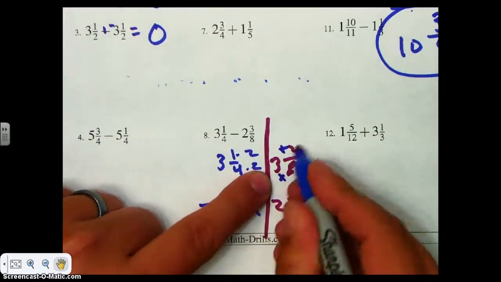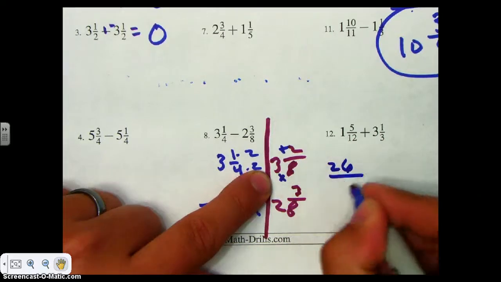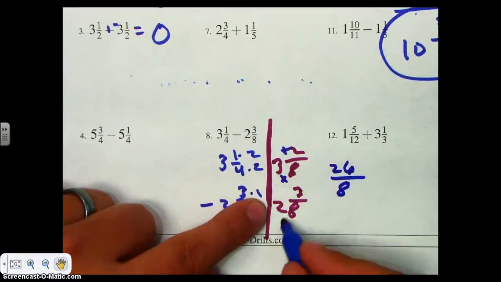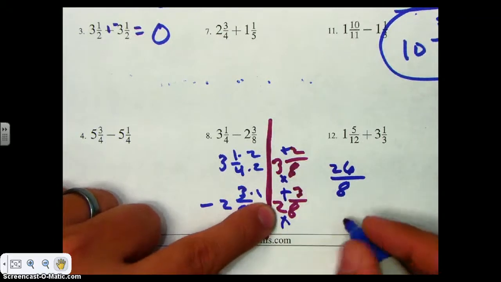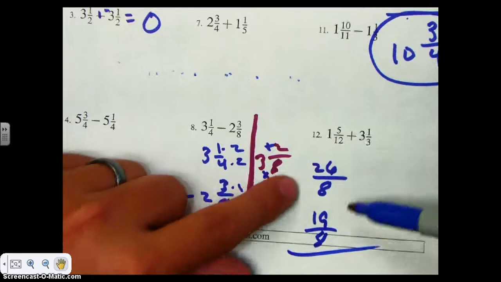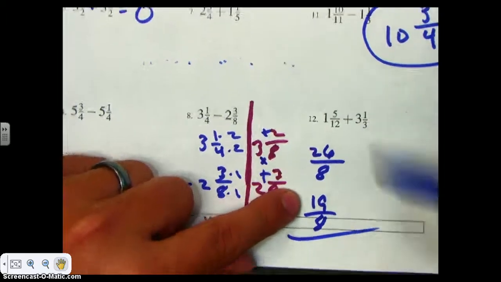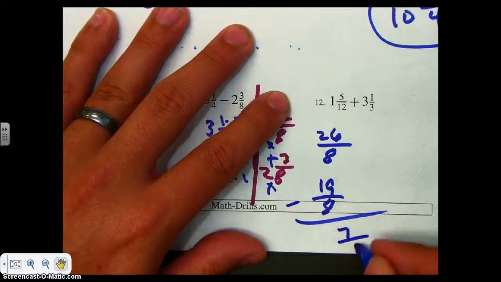8 times 3 is 24, plus 2 makes 26 eighths. Same thing here. 8 times 2 is 16, plus 3 is 19 eighths. And then we'll just subtract. 26 minus 19 is 7, and then the denominator stays the same. It would be 7 eighths.